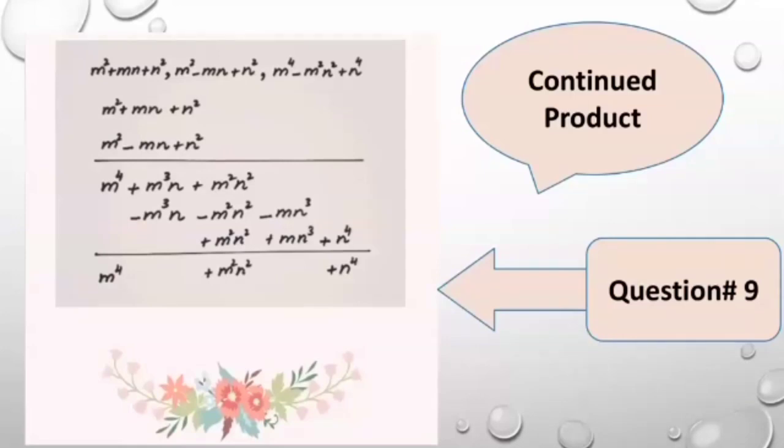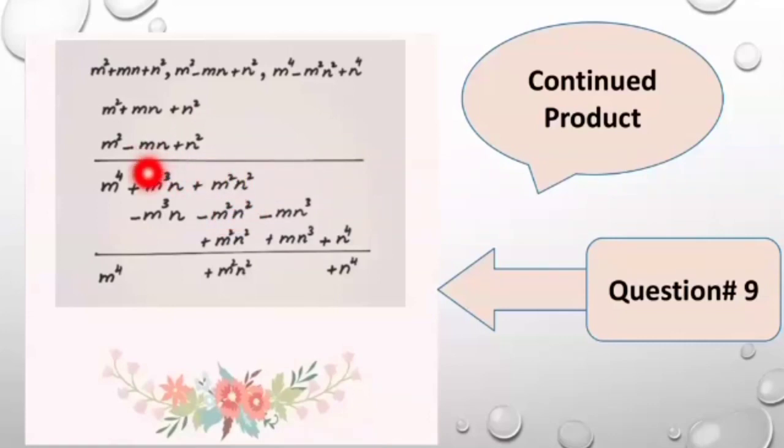In question number 9, first we will multiply these two polynomials: m square plus mn plus n square and m square minus mn plus n square. First of all, we will write these polynomials in vertical form. Now we will multiply m square with each term of the first polynomial. m square multiplied by m square will be equal to m raised to power 4. m square multiplied by mn will be equal to plus m cube n. m square multiplied by n square will be equal to m square n square.